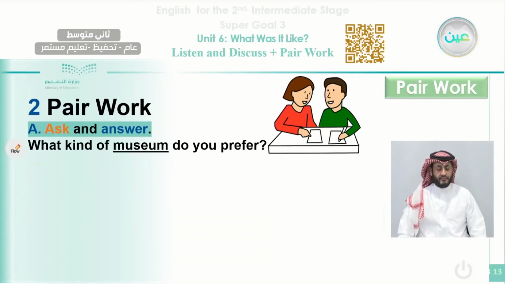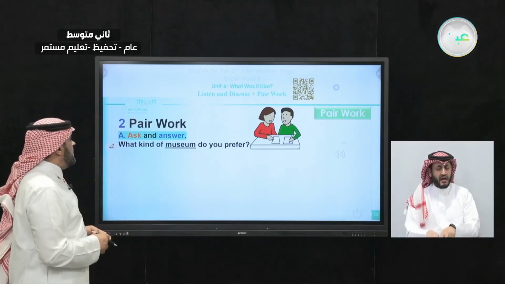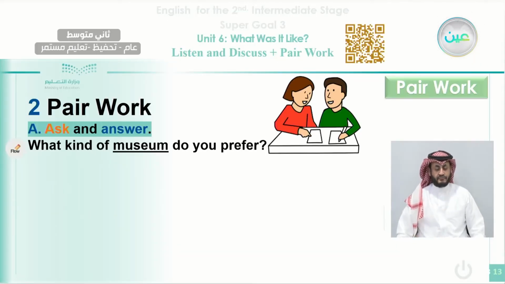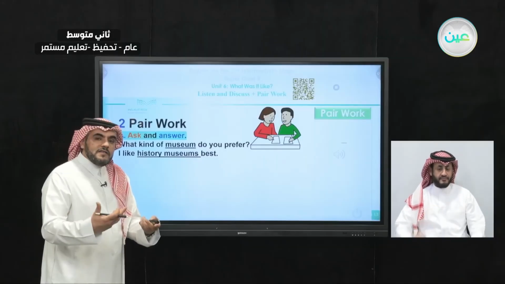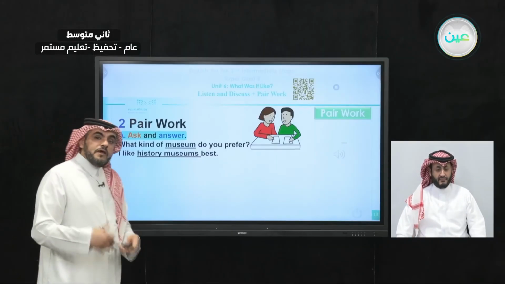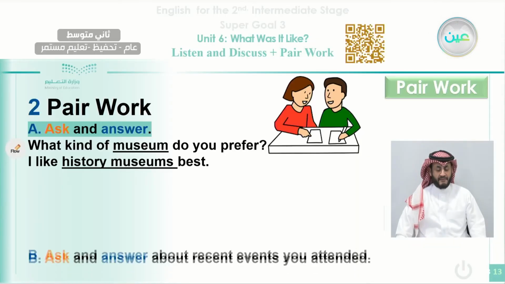You will need to ask and answer the questions here. What kind of museum do you prefer? Okay, this is a conversation between two students. When we talk about pair work, we talk about two students or classmates talking to each other. So here the student is asking his or her classmate, what kind of museums do you prefer? The answer, I like history museums best. Okay, you can try this one by acting or by making a role play of this conversation here.